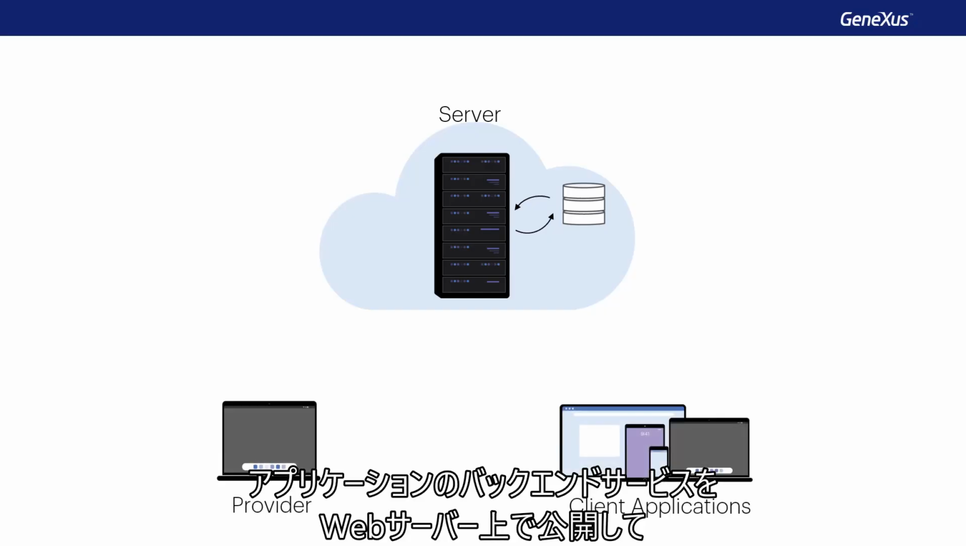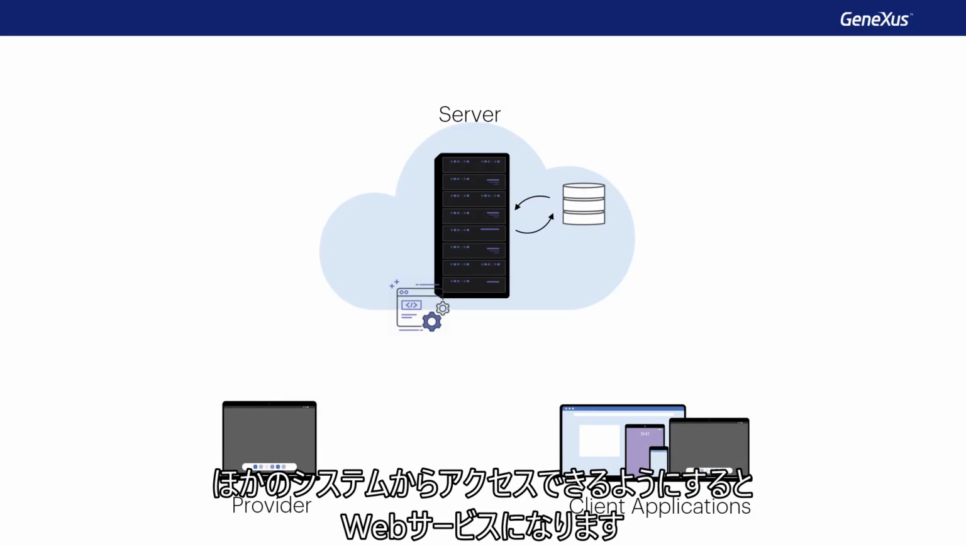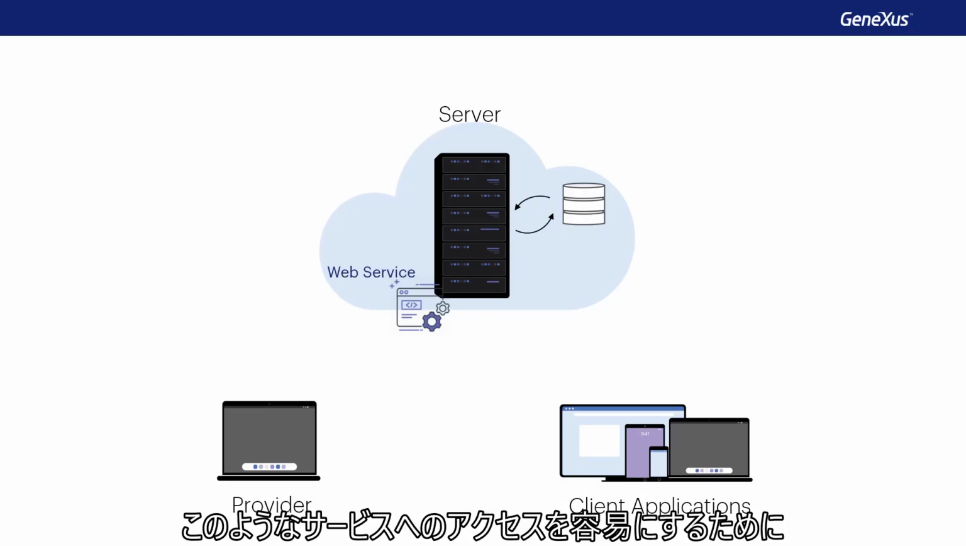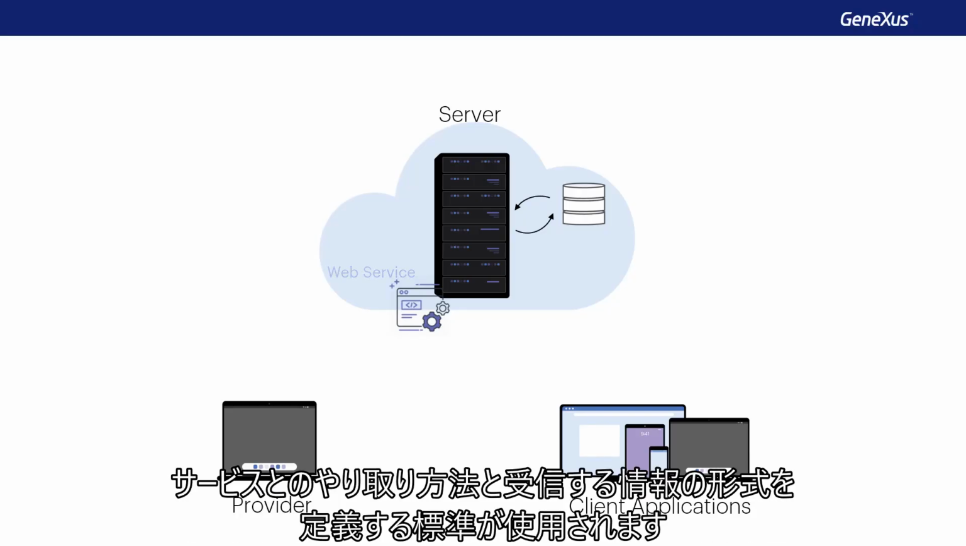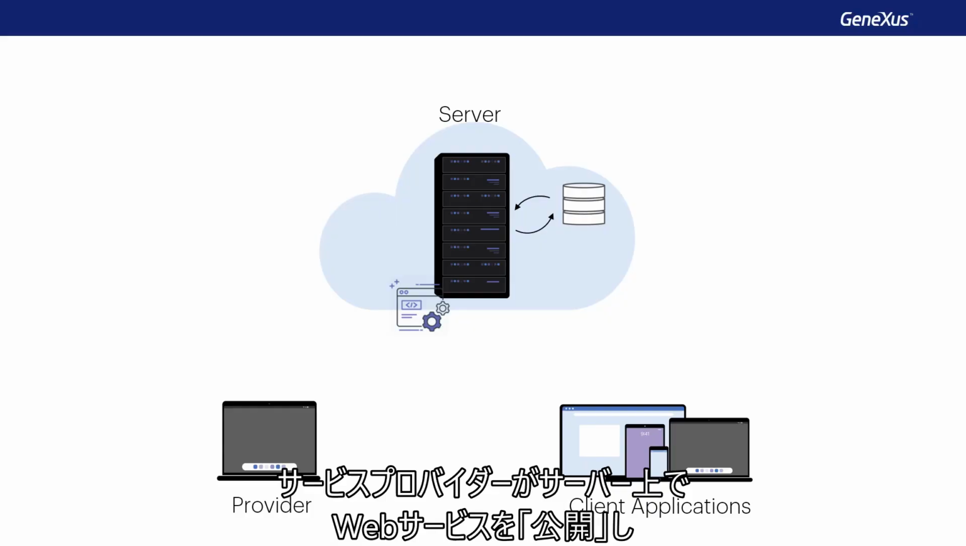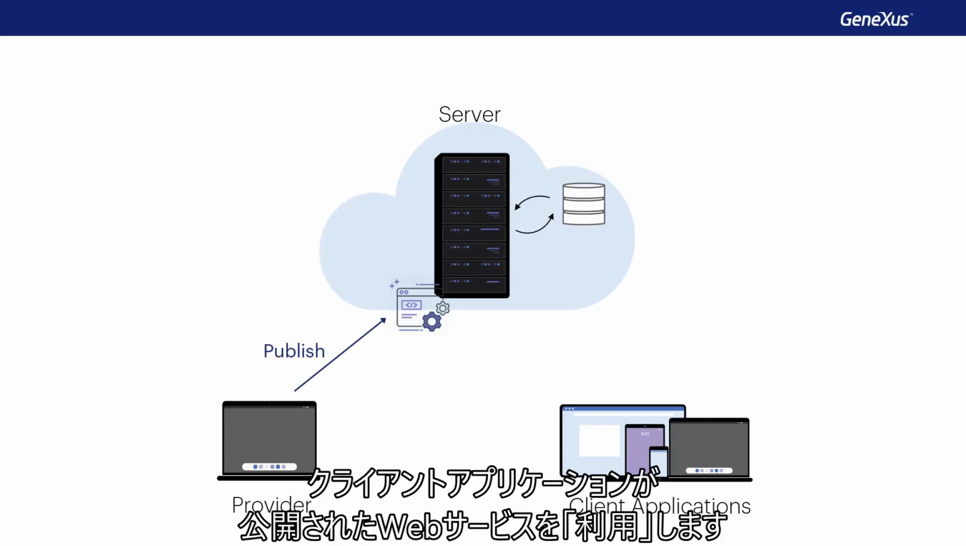When we publish the backend services of our application on the web server so that they can be accessed by other systems, they become web services. To facilitate access to these services, standards are used that define how to interact with them and the format of the information received. The service provider publishes a web service on a server, and the client applications consume the web service published.